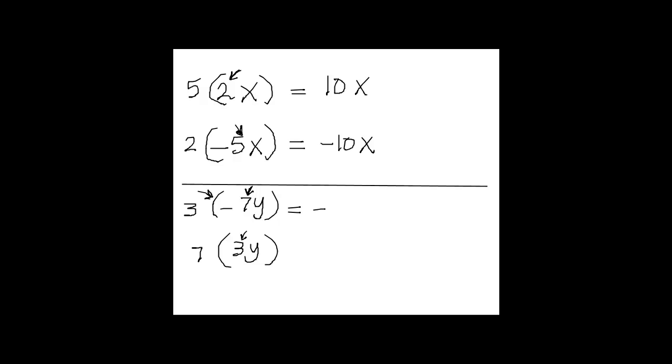That would be minus 21y. That would be plus 21y. You saw we get opposites of each other. The goal is to make these two opposites of each other. Do you follow that? Very good.